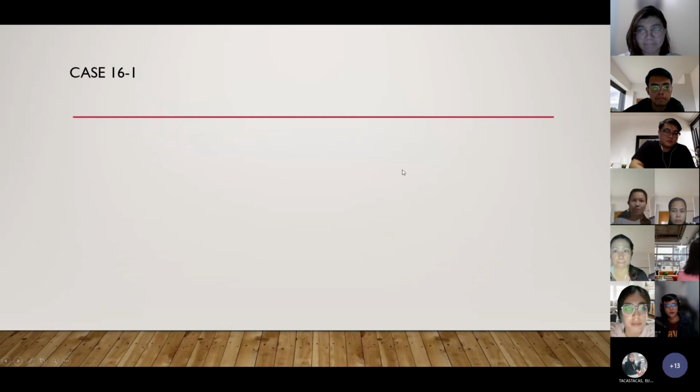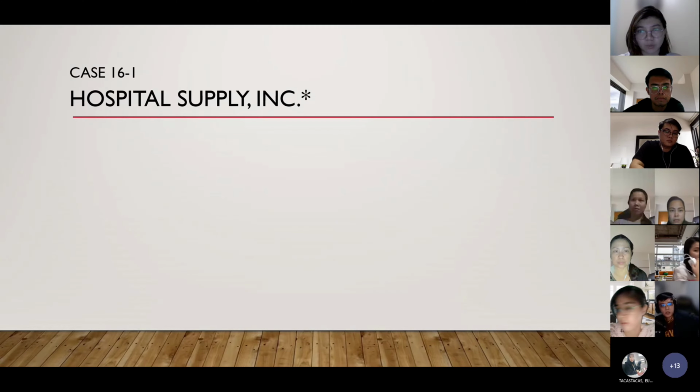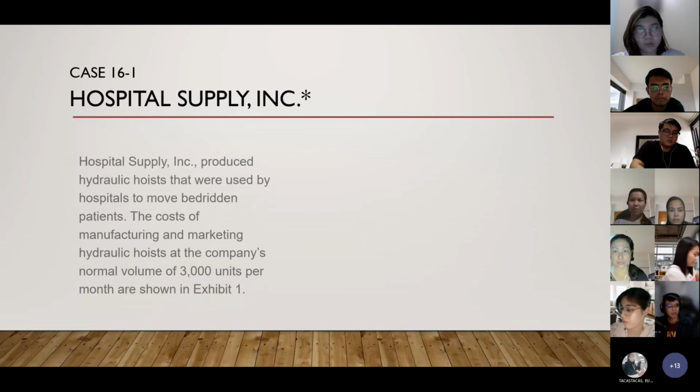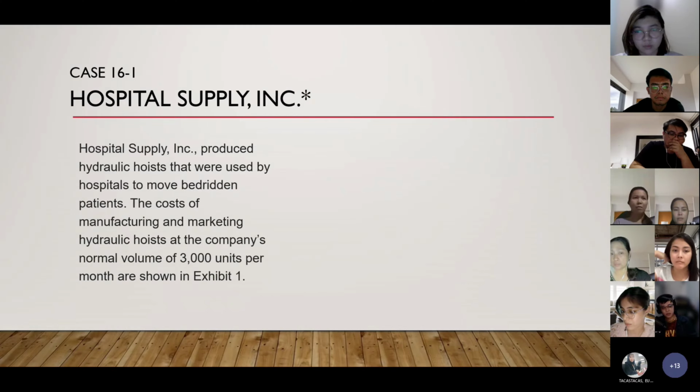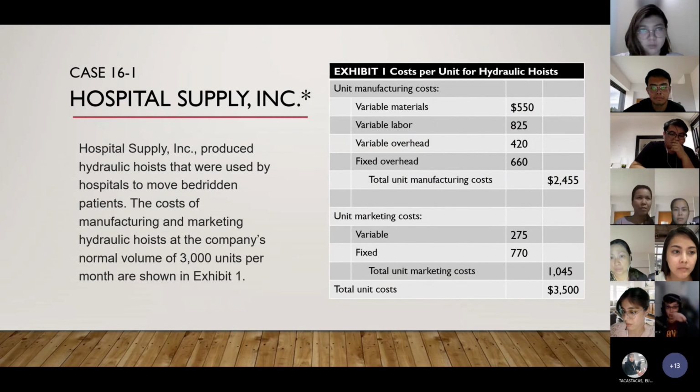So now let's proceed to case 16-1, which is entitled Hospital Supply Incorporated. Hospital Supply Incorporated produced hydraulic hoists that were used by hospitals to move bedridden patients. The cost of manufacturing and marketing hydraulic hoists at the company's normal volume of 3,000 units per month are shown in Exhibit 1. So this is our Exhibit 1 table.